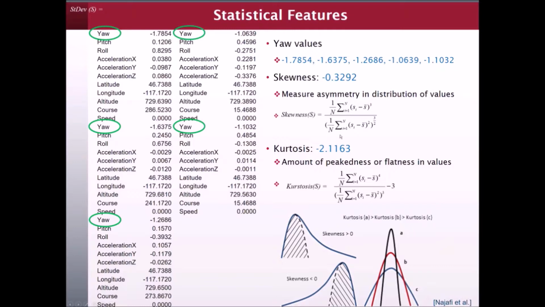Here's the formula for skewness, where n represents the number of data points, in our case 5, s sub i represents each individual value, and s bar represents the mean. We can also look at kurtosis, which is the amount of peakiness or flatness in values. As you can see by this diagram here, there's a difference between C, which is fairly flat, in comparison with A, which has a large degree of peakedness, thus its kurtosis value would be larger than that of B or C. And here's the corresponding formula for calculating kurtosis.